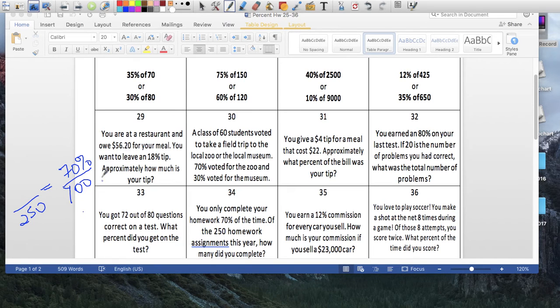Is there a relationship? Let's see. Let's divide this by 10. 70 divided by 10 is 7. 100 divided by 10 is 10. Okay, now there's a relationship times 25. And on top, it's going to be times 25. 7 times 5 is 35, carry the 3, 7 times 2 is 14, 175. So out of the 250 homework assignments, you did 175.